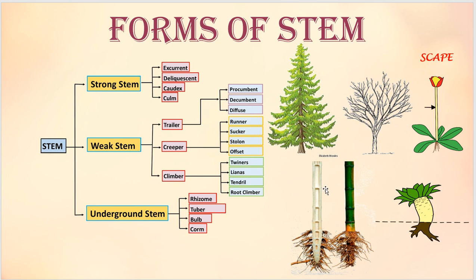So you can see culm itself is the stem. You can see culm in bamboo, and in all kinds of grass family members, like wheat, paddy, all those members. Okay, so these are the 4 strong stem types.